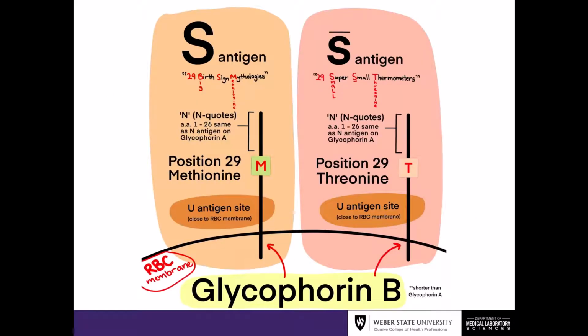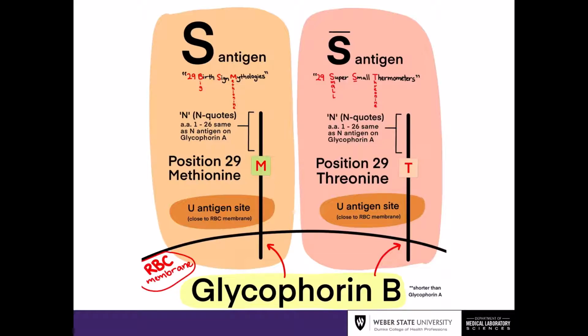This diagram shows the differences between the big S and little s antigens, as well as the location of the U antigen on glycophorin B. The key difference between big S and little s is the 29th amino acid. In the big S antigen, the 29th amino acid is methionine. In little s, the 29th amino acid is threonine. A mnemonic to memorize the big S amino acid is 29 birth sign mythologies. This is for amino acid 29, then big S and methionine. Try and say it with me. 29 birth sign mythologies.